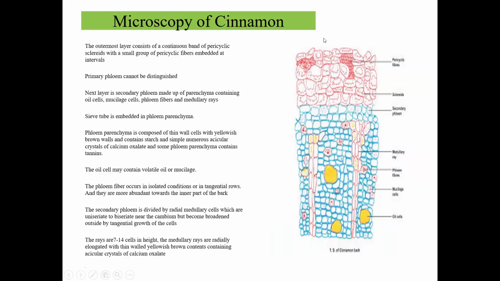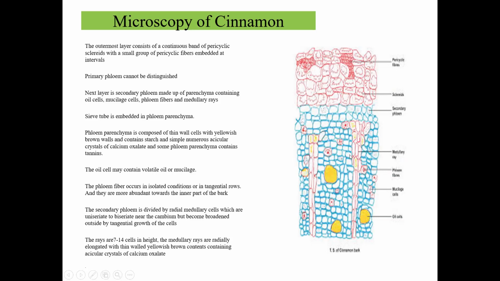Microscopy of cinnamon. Occasional patches of cork can be seen. The outermost layer consists of a continuous band of pericyclic sclereids with a small group of pericyclic fibers embedded at intervals, and the primary phloem cannot be distinguished. The next layer is the secondary phloem, made up of parenchyma containing oil cells, mucilage cells, and phloem fibers. Sieve tubes are embedded in the phloem parenchyma.